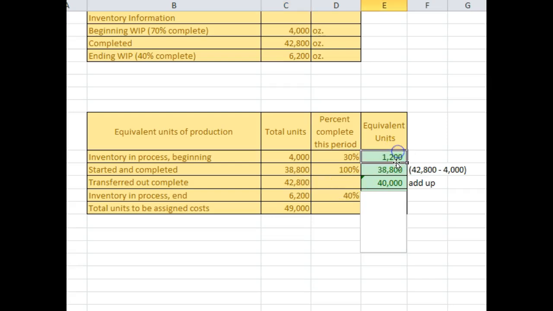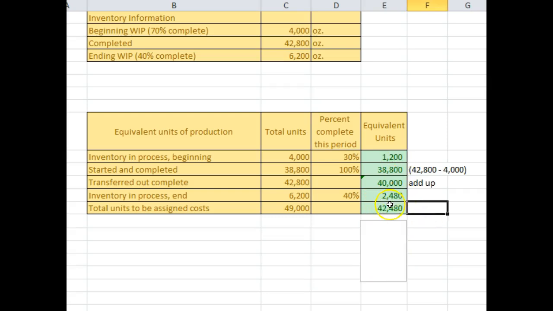But if we add this and this, we find the equivalent unit of transfer was only 40,000, because some of these were already done. Now this becomes important when you're looking at costs, so just kind of go with the flow with this one. The ending inventory, okay, was 6,200, but it was 40% complete. So that comes to an equivalent units number of 2,480.